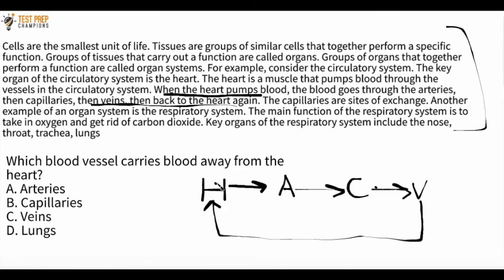It goes from the heart to the arteries. So the arteries carry blood away from the heart, the capillaries to the veins, and the veins bring it back to the heart. One way to remember that is that the arteries have an A in them. A and away have the same first letter. The arteries carry the blood away from the heart. The answer here is A, so hopefully that makes sense.